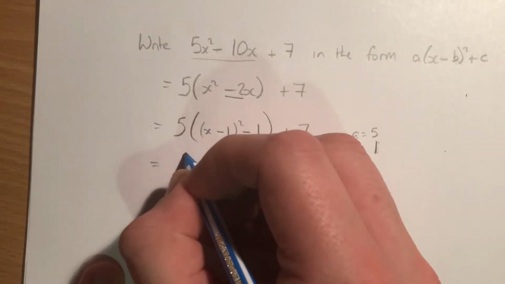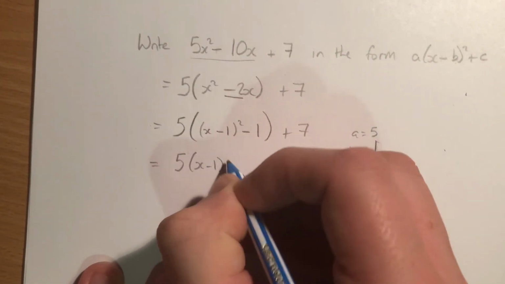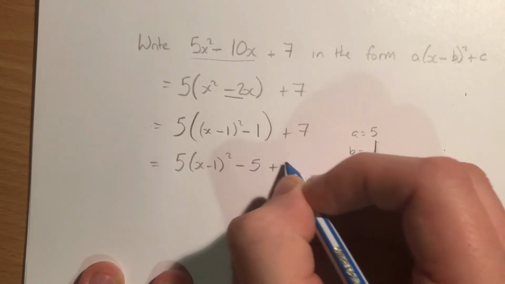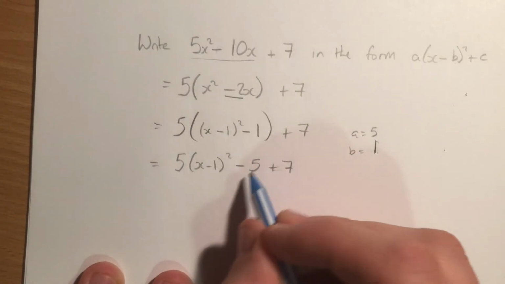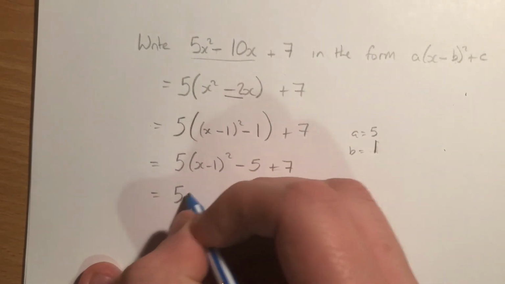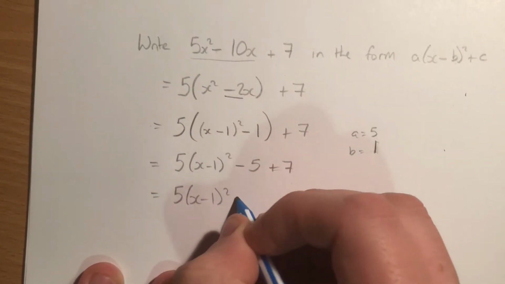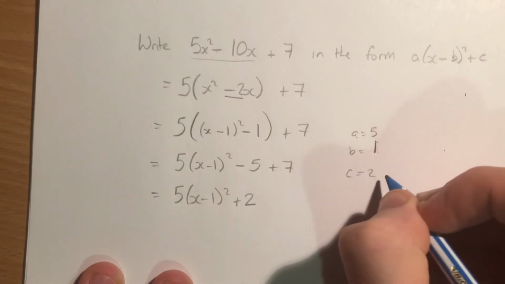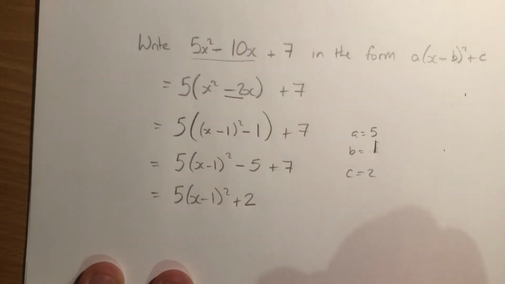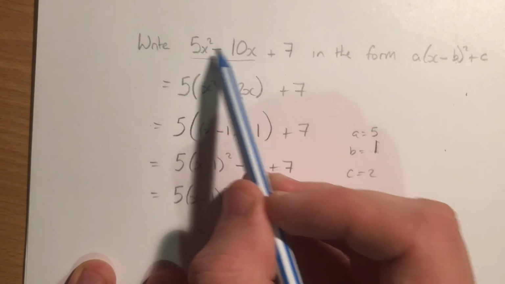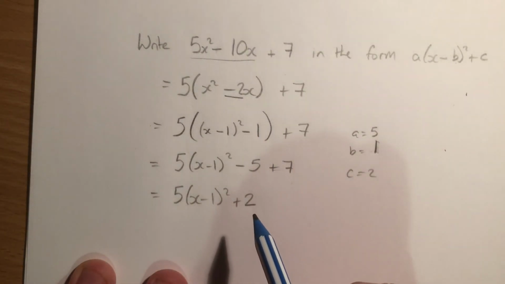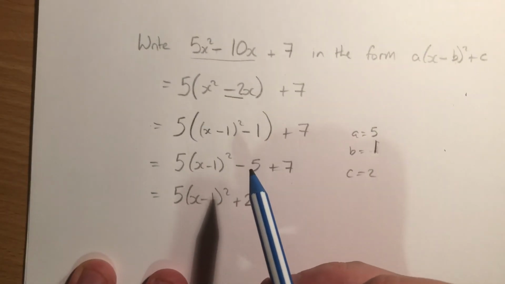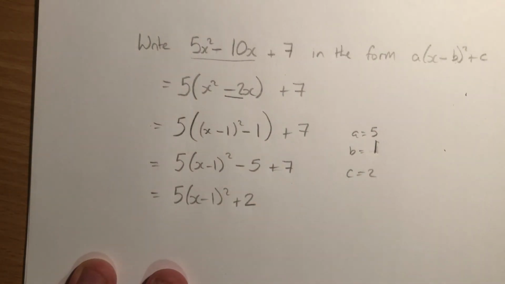So multiply out these brackets. 5 bracket x minus 1 all squared minus 5 plus 7. Positive 7 take away 5 gives you positive 2. So 5 bracket x minus 1 all squared plus 2. C equals 2. Done. And just as I did at National 5, if you want to try these for yourself, make up some random numbers. I would usually go for having the first 2 terms with a similar common factor other than 1 and go from there. Okay, good luck. Thanks.